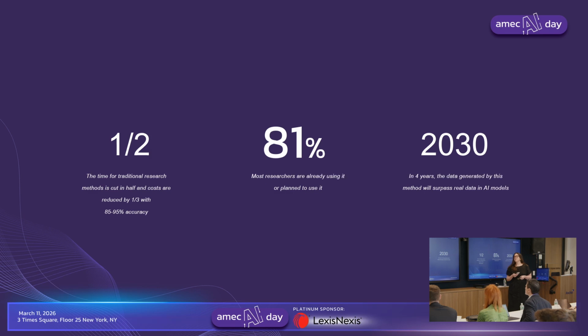So as we've been exercising this practice, this is from Bain, we are cutting our research time in half, and we're getting a lot of cost efficiencies with that as well, almost a third. And we're doing it with 85 to 95% accuracy, so it's pretty high. And a lot of us in this room probably are already using them, or we're planning to use them, or we have partners who are encouraging us to use them in their tools, right? And I think this is the most compelling stat to me.